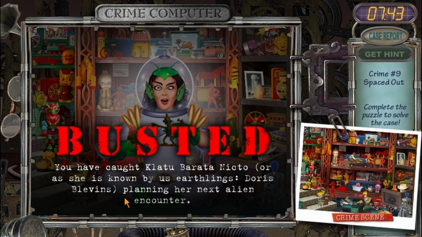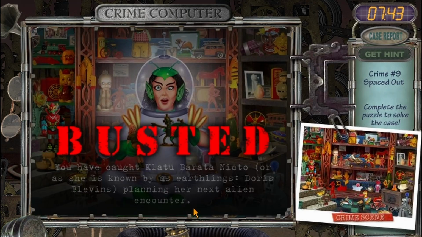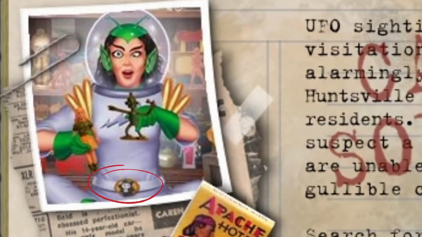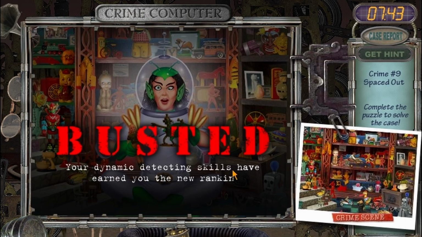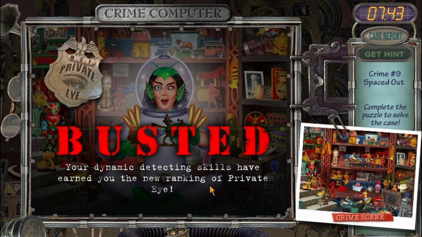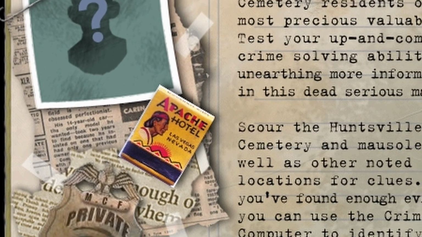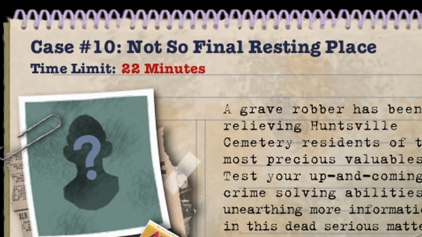She was caught by the protagonist playing in Greg's Toyland. The skull emblem is on the belt of her spacesuit. Therefore, the protagonist received a ranking of a private eye. The 10th case with a ranking of a private eye is called Not So Final Resting Place.